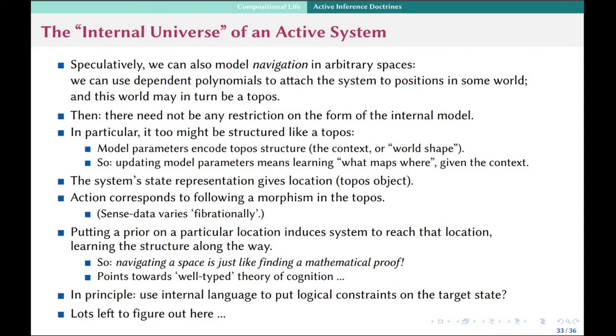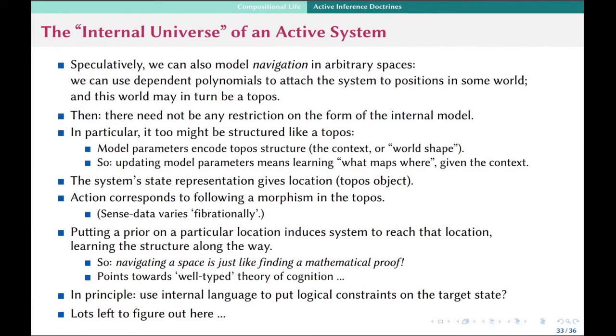And I like to think that this points towards something like a well-typed theory of cognition, where actions correspond to applying morphisms, and we can change the structure of the space by applying morphisms. And there are some nice universal morphisms we can use, and we can talk about what happens if I make an action using the internal HOM of the Cartesian closed structure of the topos. Loads of stuff to talk about.